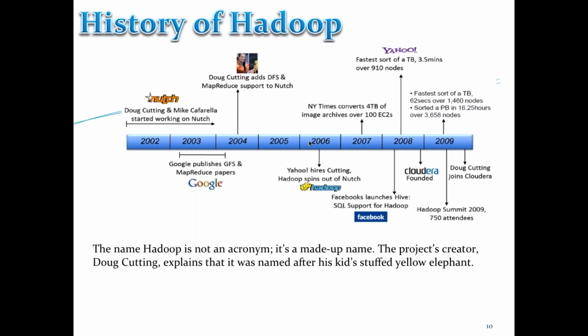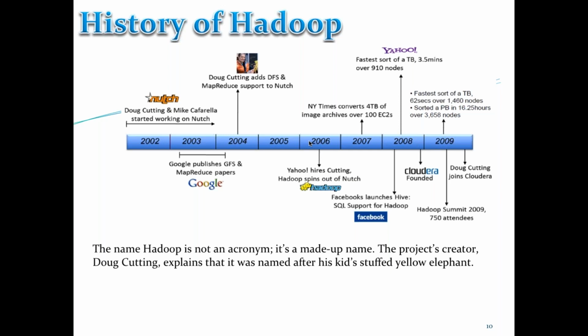So then he started building a software which is not just going to solve his own problem, but can solve any other problem where data is increasing on a day by day basis. And then he joined Yahoo later, and then Yahoo and Cutting did a lot of research, and they came up with this Hadoop software. And if you can see at the bottom, the Hadoop name is not an acronym; it's just a man-made name. The project creator Doug Cutting explains that it was named after his kid's yellow elephant.